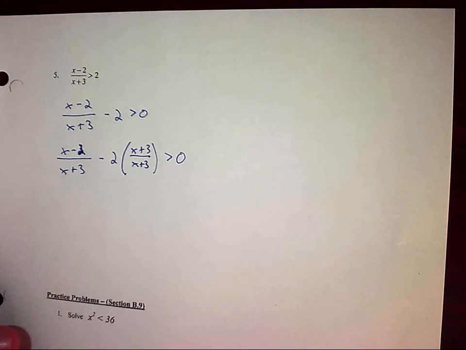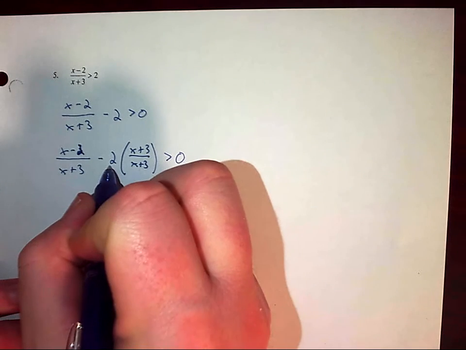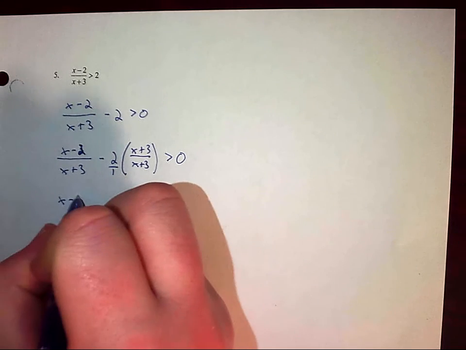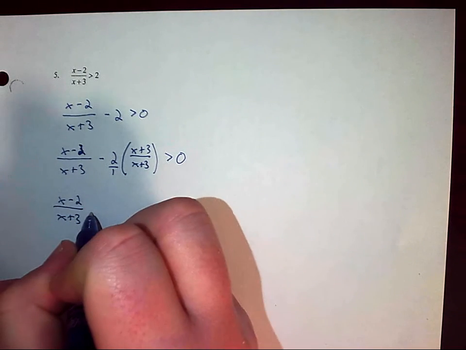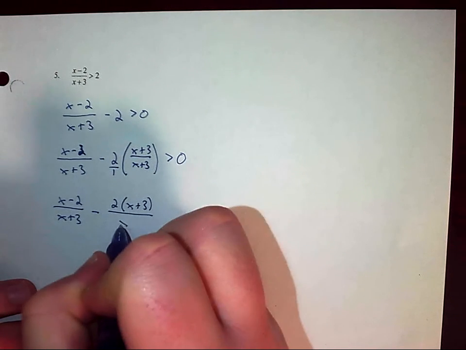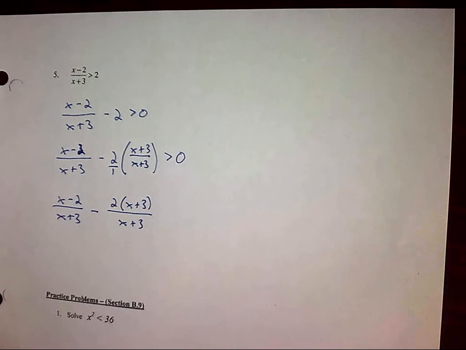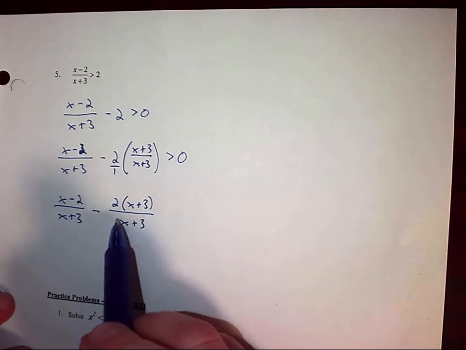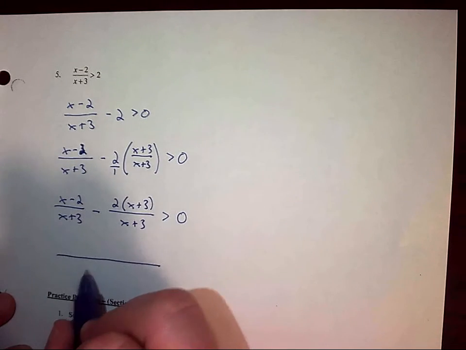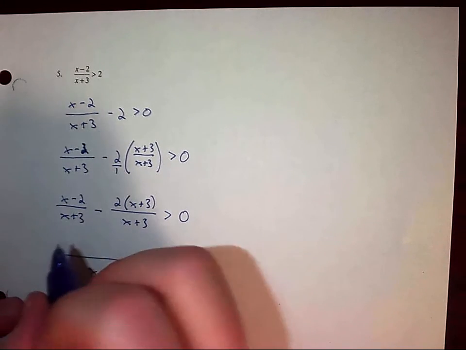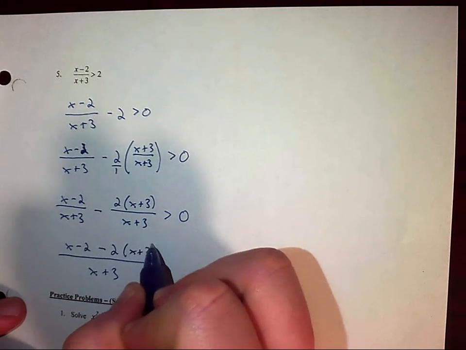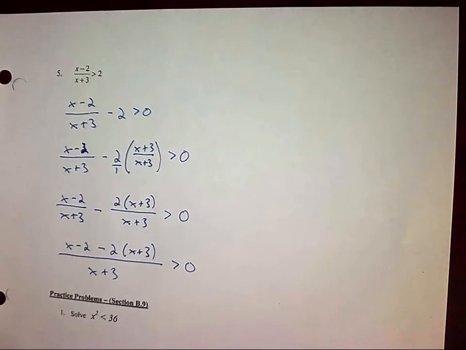Now you might be wondering, well, why does that help us? Well, if I rewrite this as 2 over 1, which is still just the same thing as 2, now I have x minus 2 over x plus 3 minus 2 times x plus 3 over x plus 3. But if this is divided by x plus 3 and this is divided by x plus 3, I can put it all over x plus 3. So now I'm left with x minus 2 minus 2 times x plus 3, and all of this is still greater than or equal to 0.